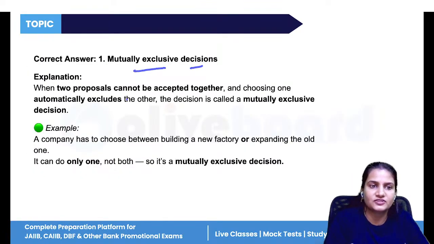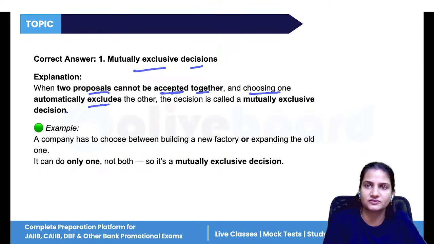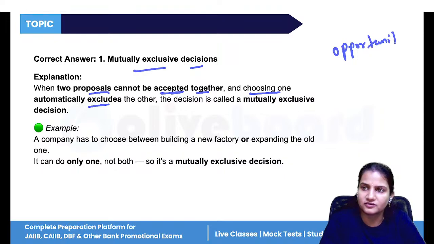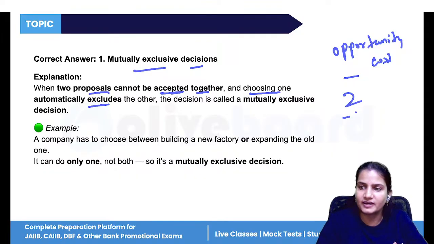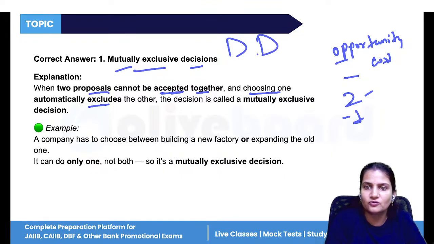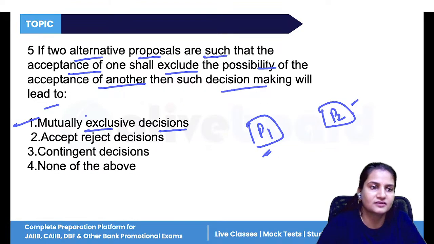So mutually exclusive decisions are when two proposals cannot be accepted together and choosing one automatically excludes the other. Or you may have heard of the word opportunity cost. If two options are given and you select one, it means you have rejected the other option. That is called opportunity cost. Similarly, if two projects are given to you and you are allowed to choose only one, that will come under mutually exclusive decision. So the correct answer is option number 1.